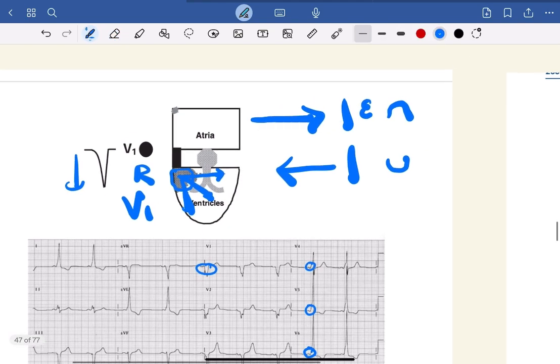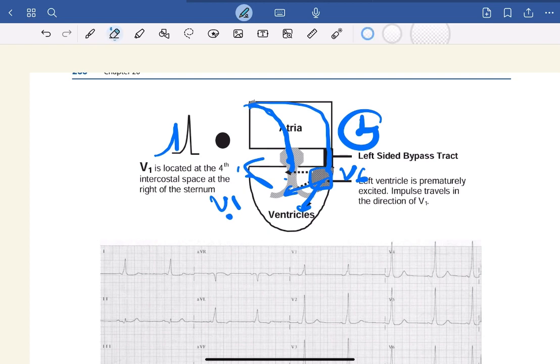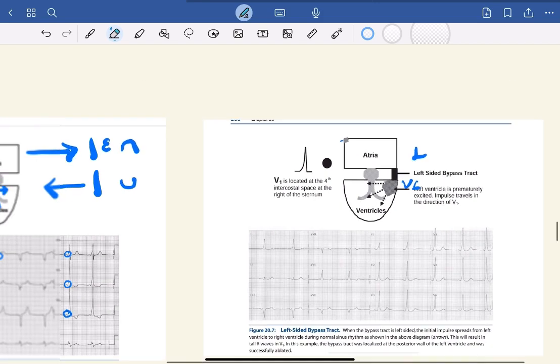Similarly, in a left-sided bypass tract, the current from the SA node is traveling through the AV node as well as the bypass tract. So this bypass tract is depolarizing this part of the ventricle, and here is our V6, orientation of V6 and V1. This current is going like this, and this current is going towards the V1. So there is a positive delta wave in V1. So a positive delta wave in V1 means left sided bypass tract.